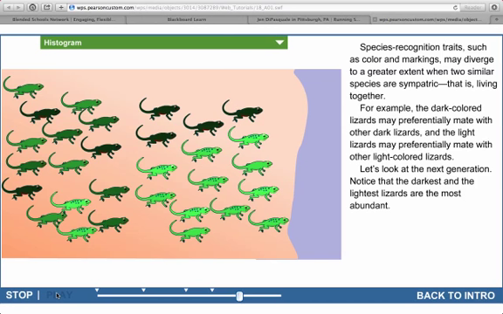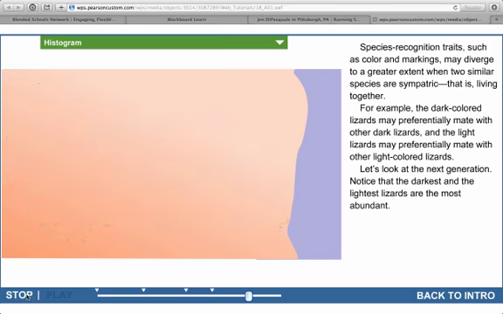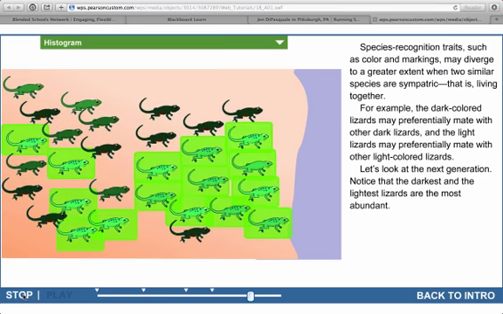Species recognition traits, such as color and markings, may diverge to a greater extent when two similar species are sympatric, that is, living together. For example, the dark-colored lizards may preferentially mate with other dark lizards, and the light lizards may preferentially mate with other light-colored lizards. Let's look at the next generation. Notice that the darkest and the lightest lizards are the most abundant.